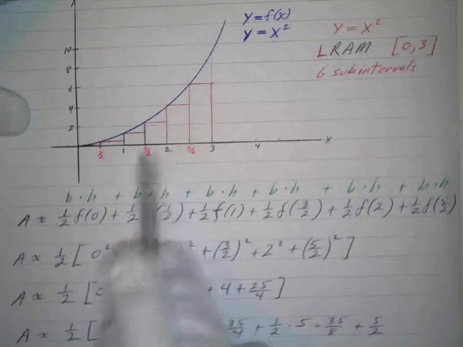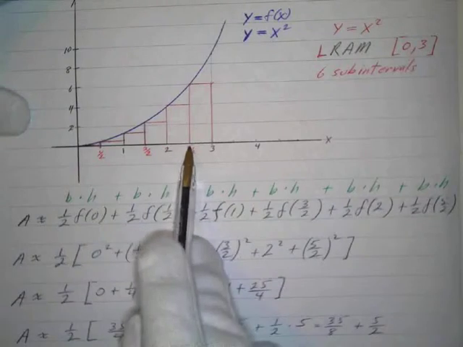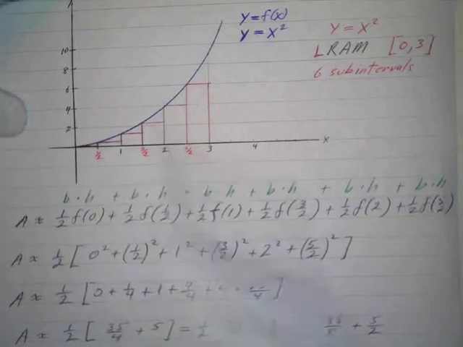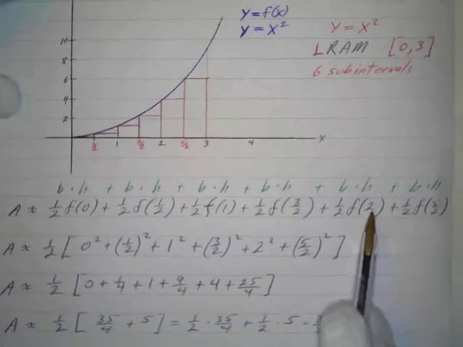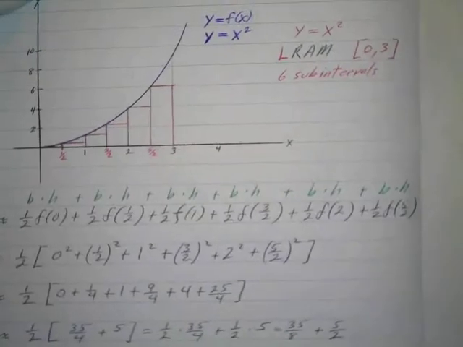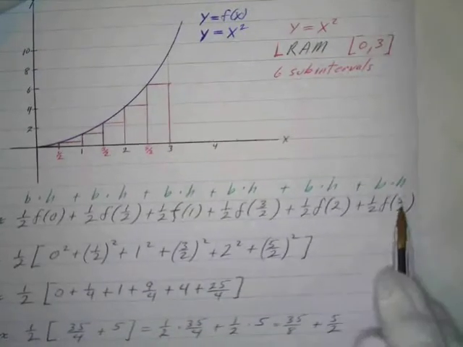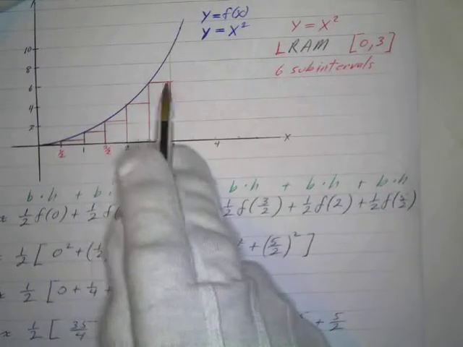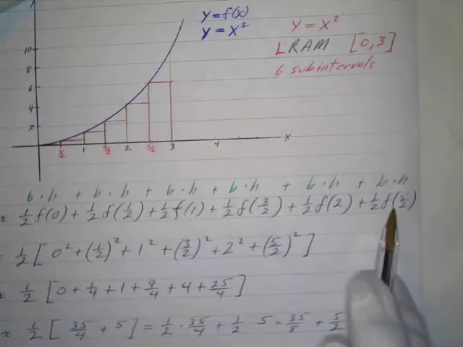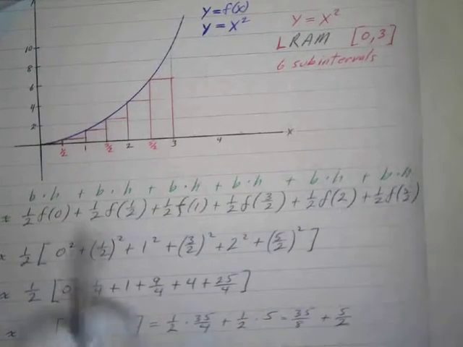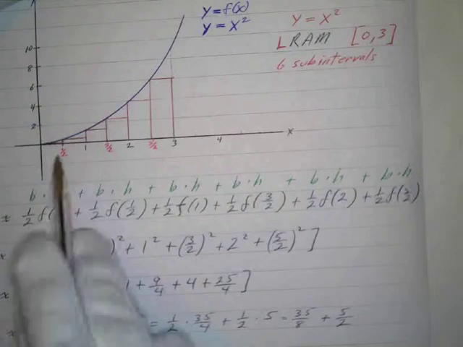The next rectangle, my fifth rectangle will be from 2 to 2.5 or 5 halves. I'm going to use the left endpoint, so f of 2 will be the height of that rectangle. And finally, the last one will be 5 halves over here. Hope you can see that's 5 halves. F of 5 halves is going to be the height of that sixth rectangle. So you can see we got 1, 2, 3, 4, 5, 6 rectangles, and the left endpoints are the heights.